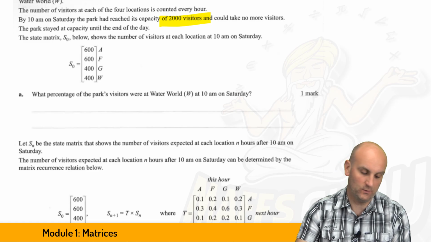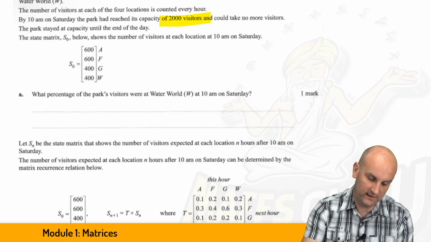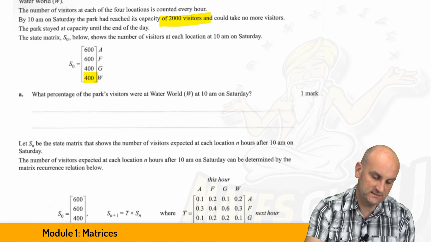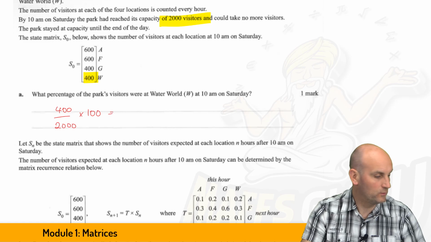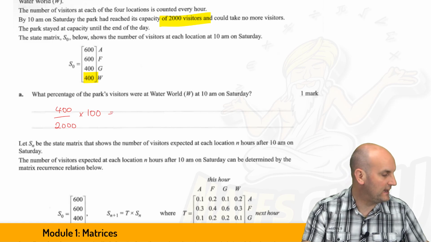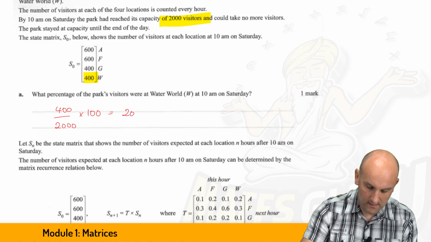Well, what was it? Park were at Water World, so that's that one there, that's the 400. And as I say, we now know we got 400 out of a total number of 2,000. And we're going to multiply that by 100, which gives me the grand value of 20%.